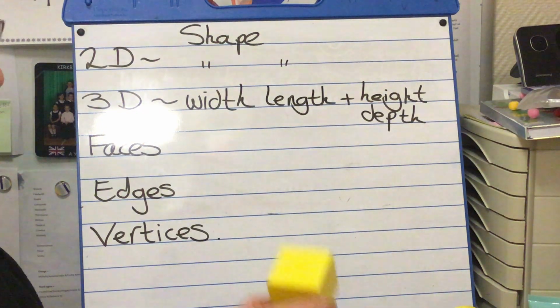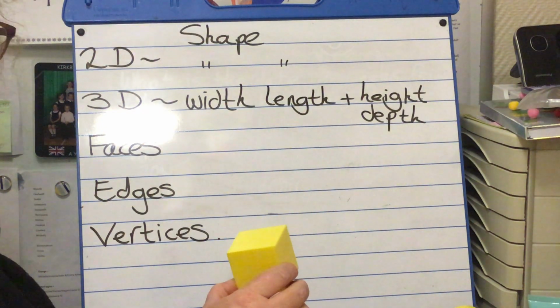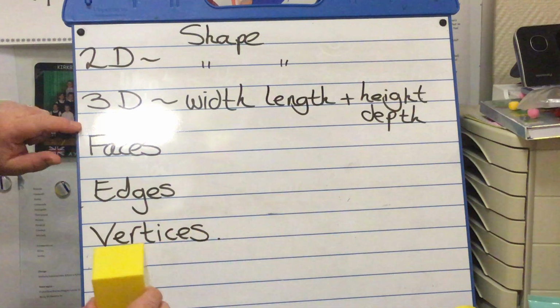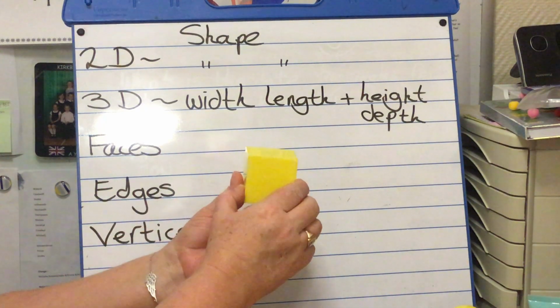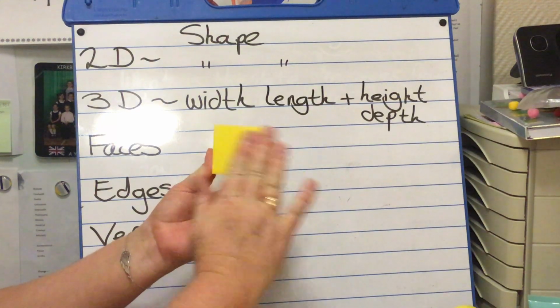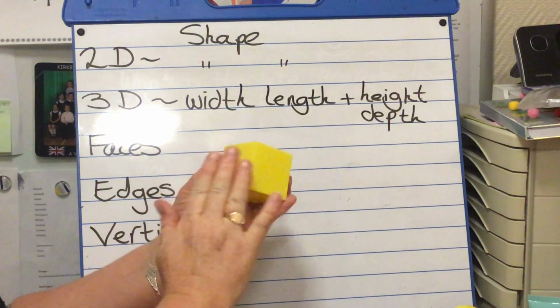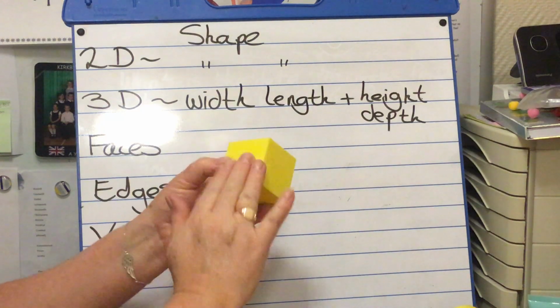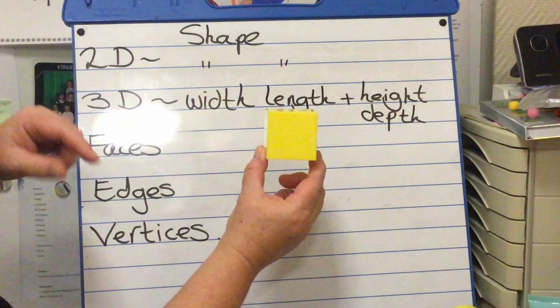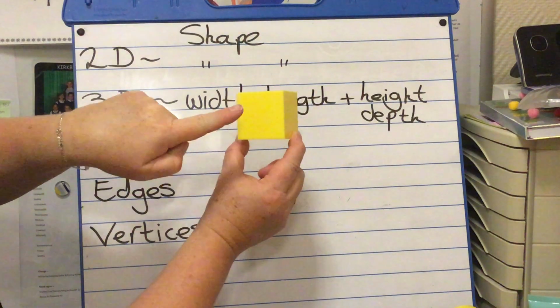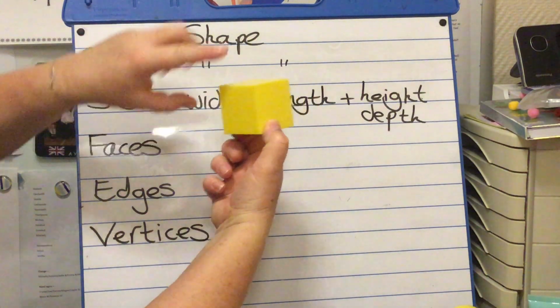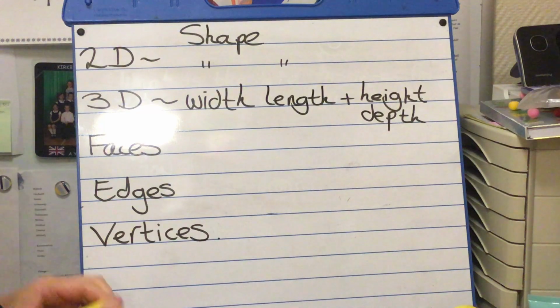So again, I'll demonstrate with the cube. I know we will have looked at this last year as well, but we tend to talk about faces. So the faces are the smooth parts. You can touch them with your hand like that. So when we're counting faces on the cube, we've got one on the top, 1, 2, and then 3, 4, 5, 6 faces on a cube.